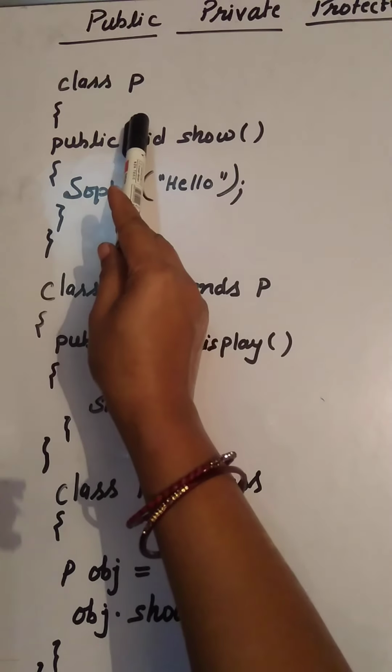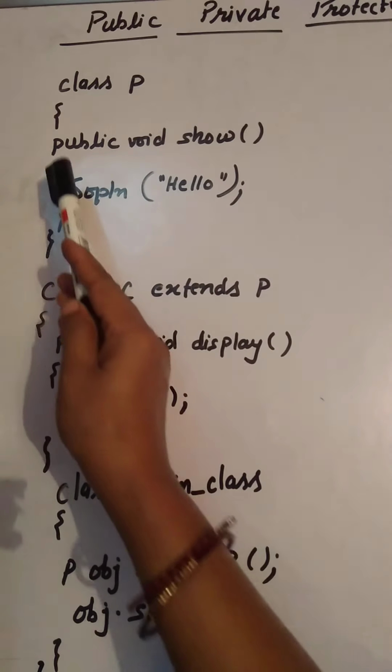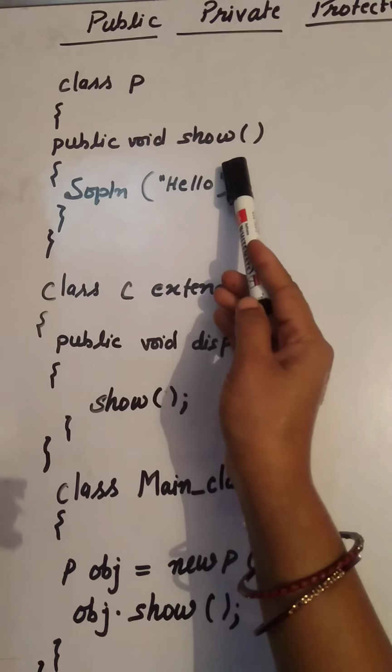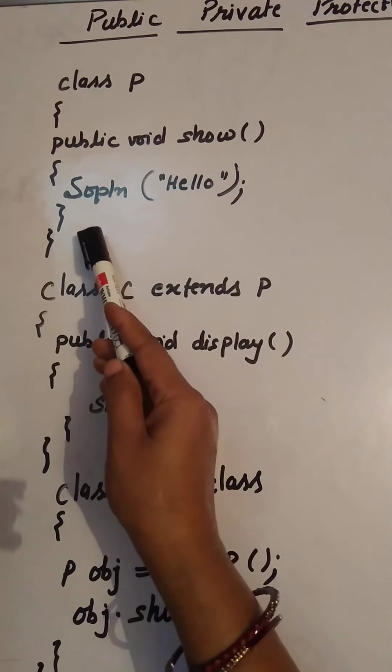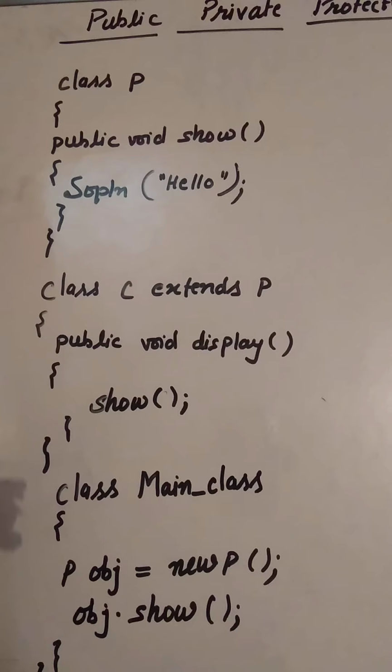Here is a class P. Class P is a parent class. Public void show is the method. In this method I am printing here hello. Then close the method and close the class.